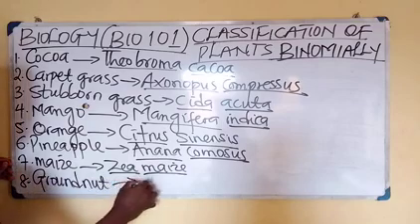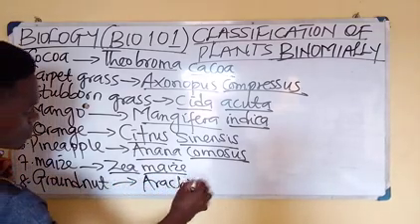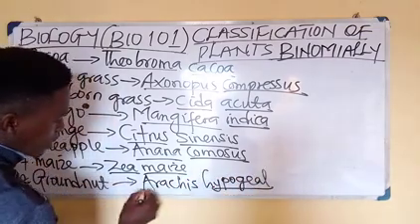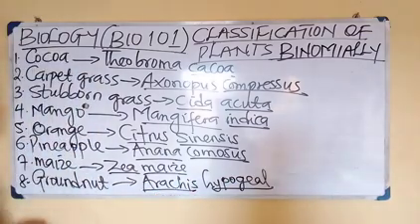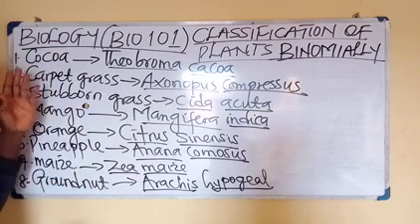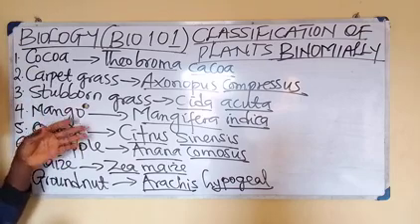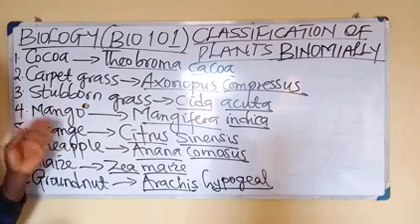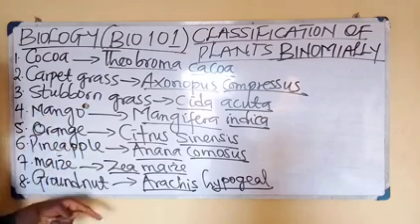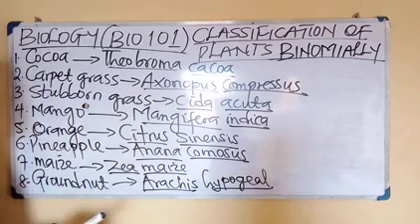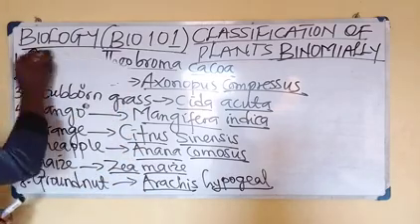These are common plants that you all know. Arachis hypogaea. These are common names now. So, cocoa, Theobroma cacao; carpet grass, Axonopus compressus; stubborn grass, Sida acuta; mango, Mangifera indica; orange, Citrus sinensis; pineapple, Ananas comosus; maize, Zea mays; groundnut, Arachis hypogaea. These are very easy plants to name.